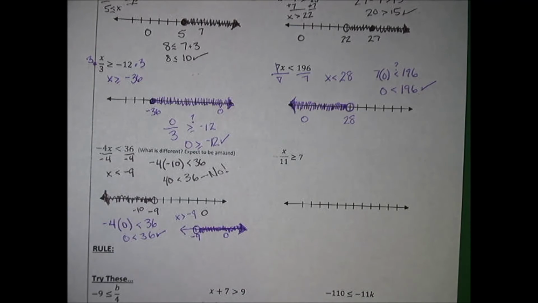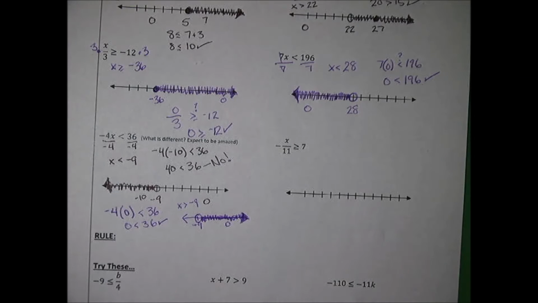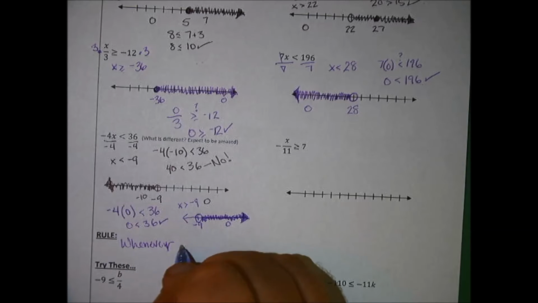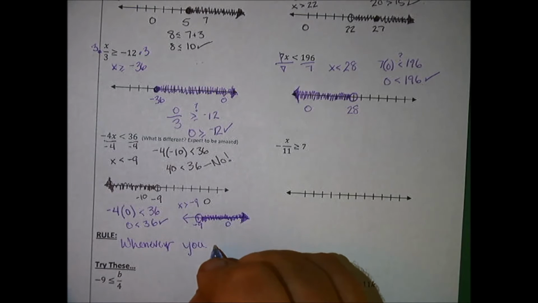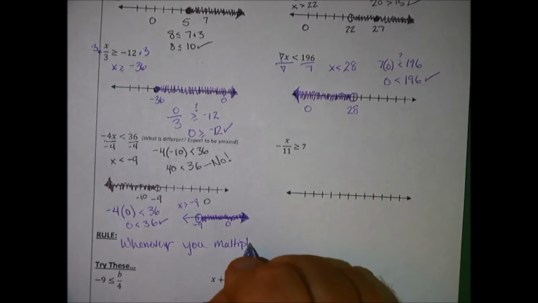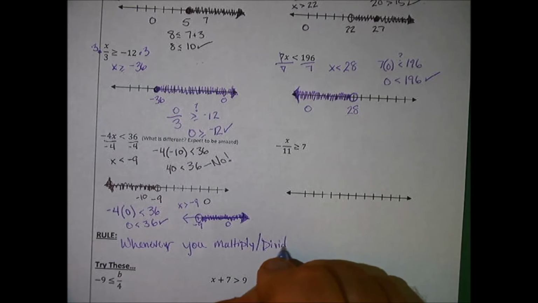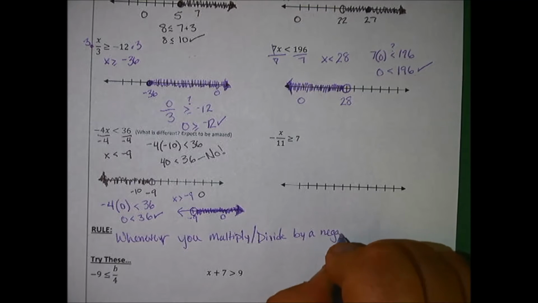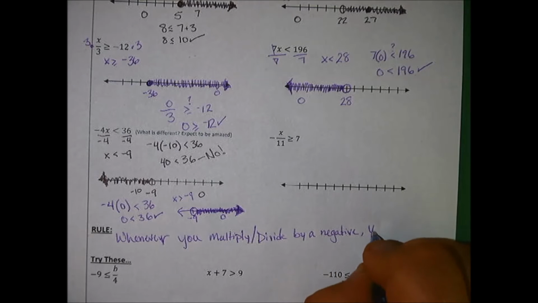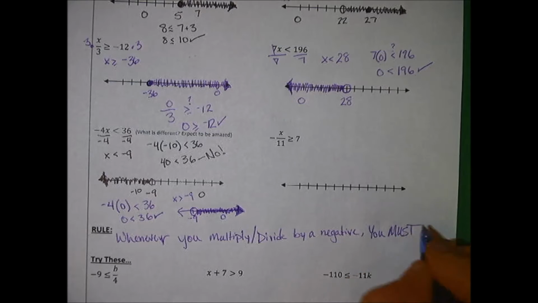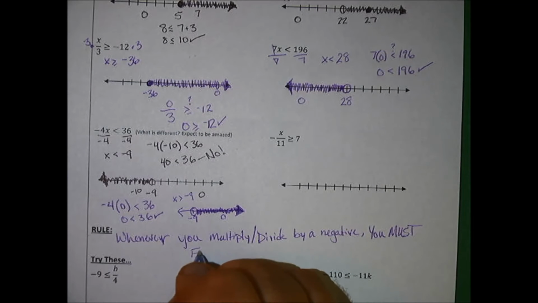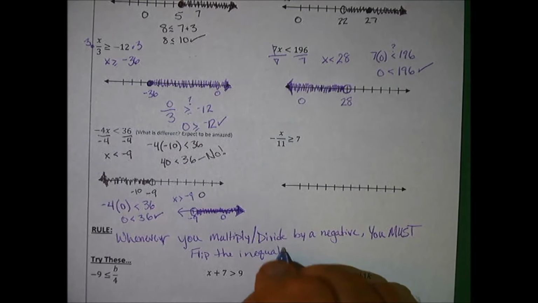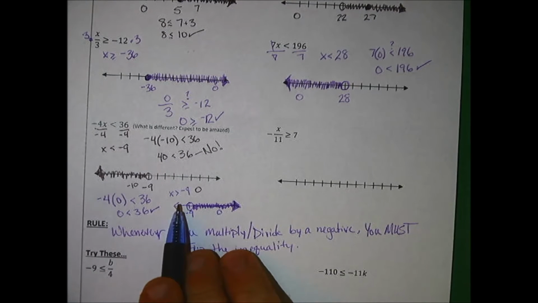But the trick here for these problems, and I'm going to put this under the rule: whenever you multiply or divide by a negative, you must flip the inequality. And that's what I did to actually make my answer correct.